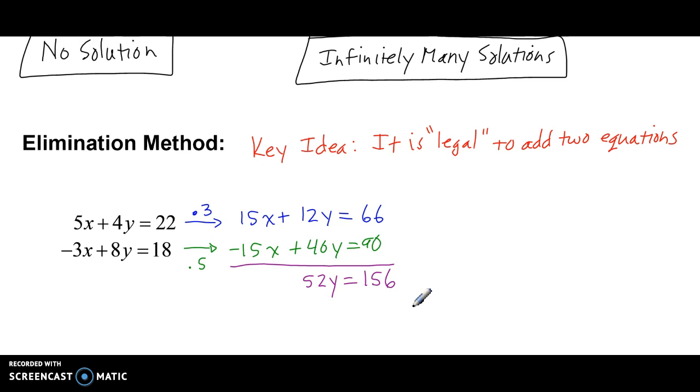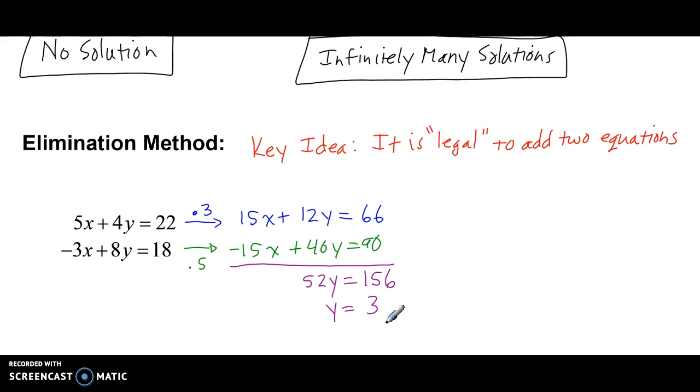But notice we're almost done already. We've already figured out what y is. Well, aside from dividing, we have to take the 52 and divide by it. But that's not very hard to do. This is a lot faster than the substitution method. It gets us to an answer a lot quicker. But remember, this is not really the end of the problem. You also have to find x.